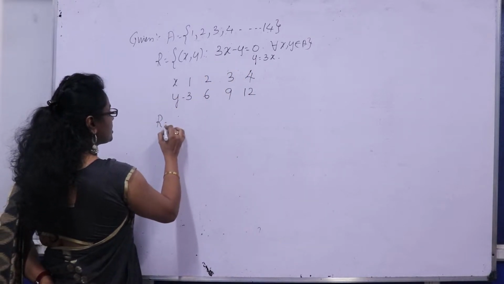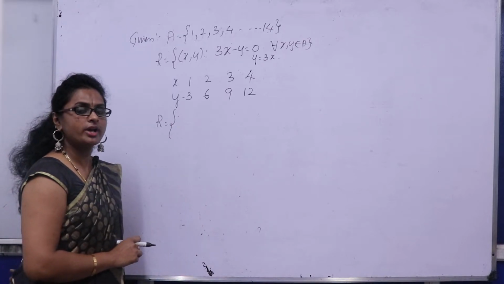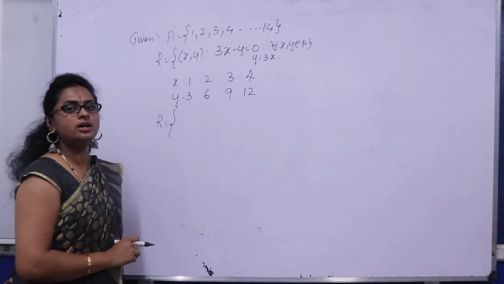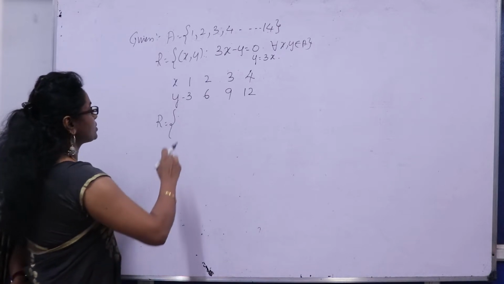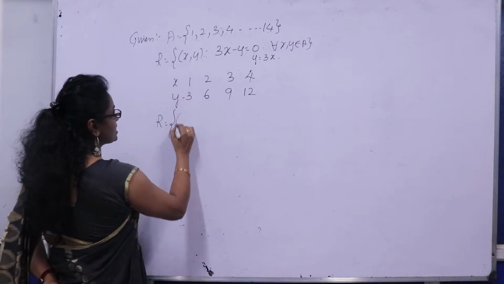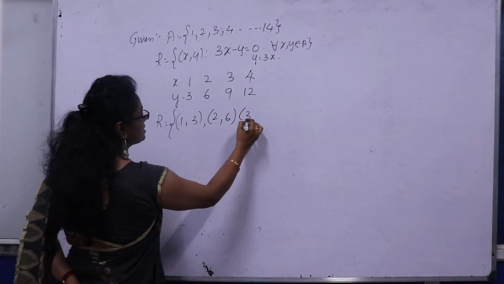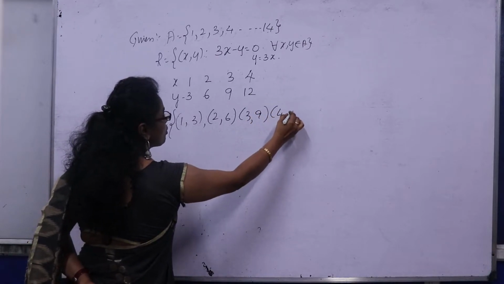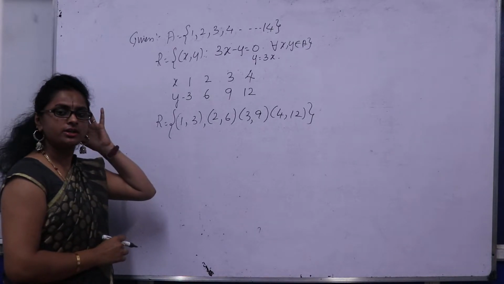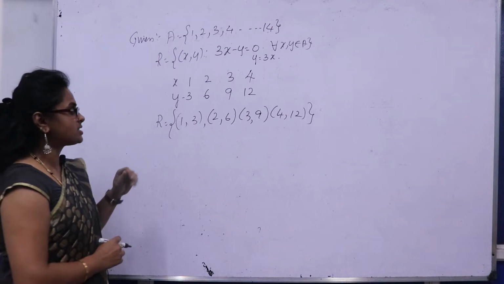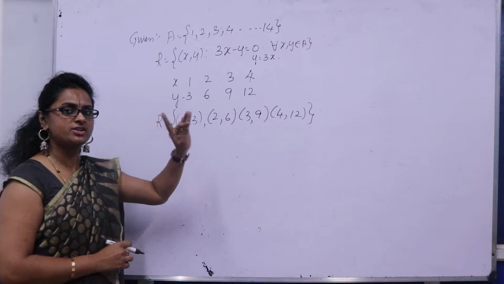So now can I write the relation? I had told you it is a subset of a Cartesian product. The Cartesian product is the set of all ordered pairs of the form (x, y) or (a, b). So this can be written as R = {(1, 3), (2, 6), (3, 9), (4, 12)}. This is the relation I have. Now the question asks us to check whether it satisfies reflexive, symmetric and transitive.